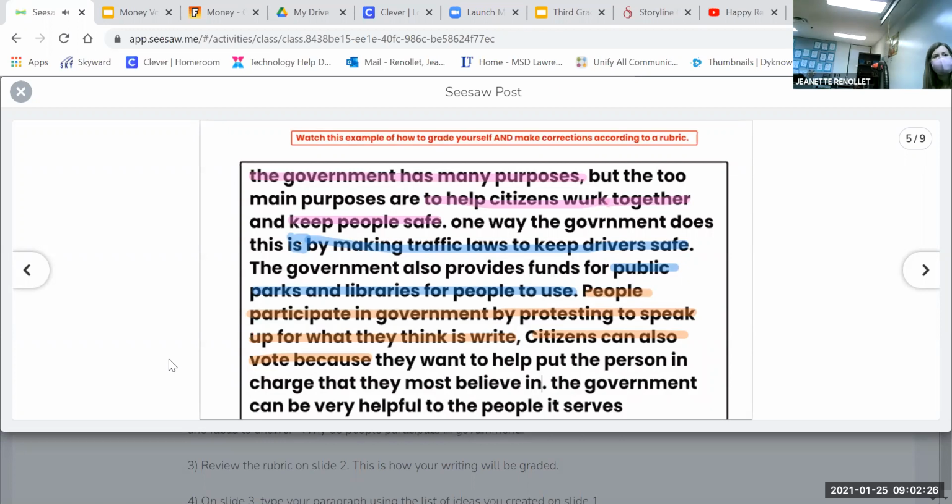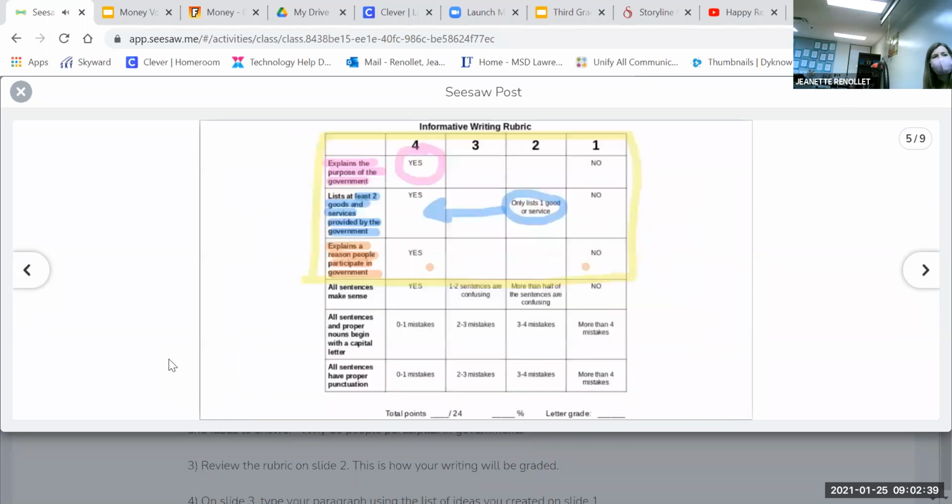So now I've identified reasons that people participate in government. They can participate in government by protesting for change and by voting to elect the people that they would like to be in charge. So now I can say, yes, I explained a reason that people participate in government.